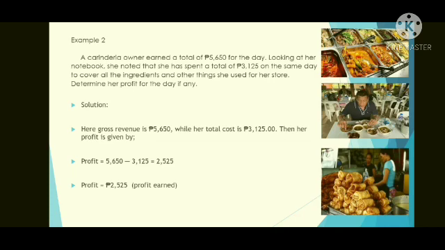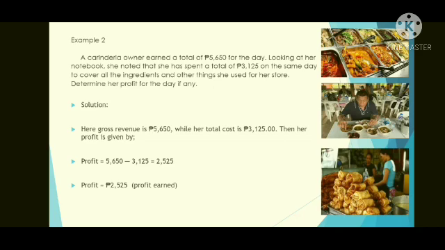Example number 2. A carinderia owner earned a total of 5,650 pesos for the day. Looking at her notebook, she noted that she spent a total of 3,125 on the same day to cover all the ingredients and other things she used for her store. Determine her profit for the day, if any.